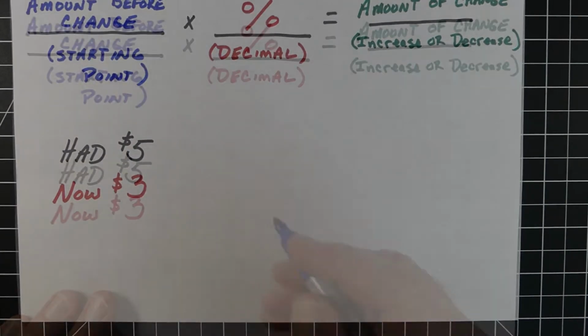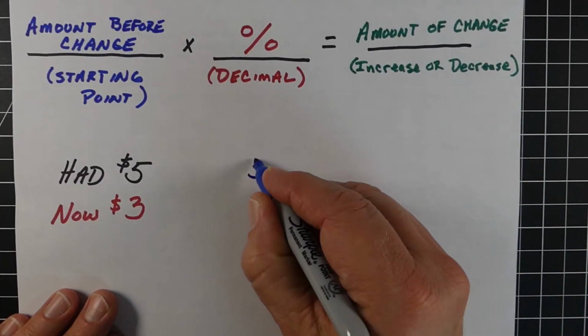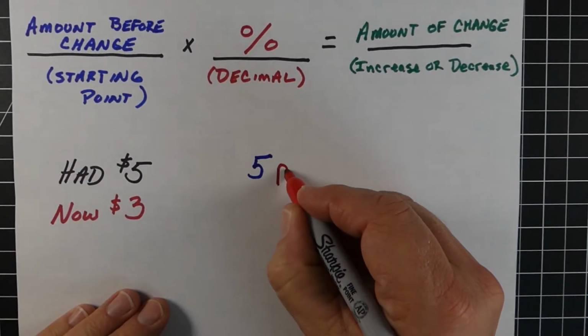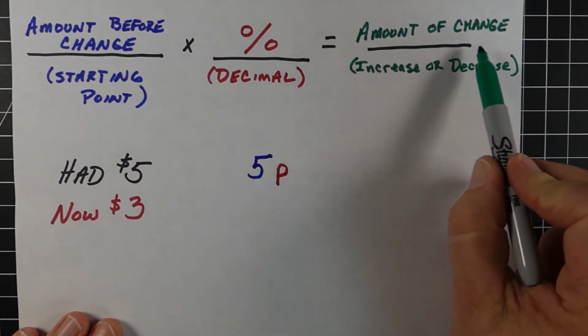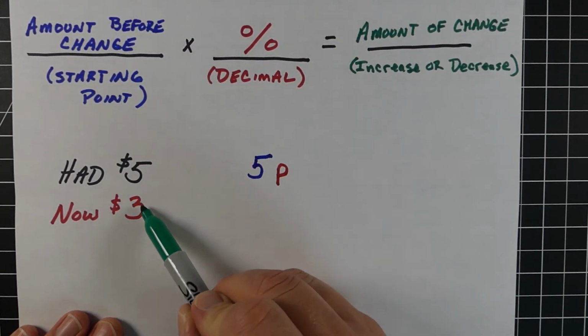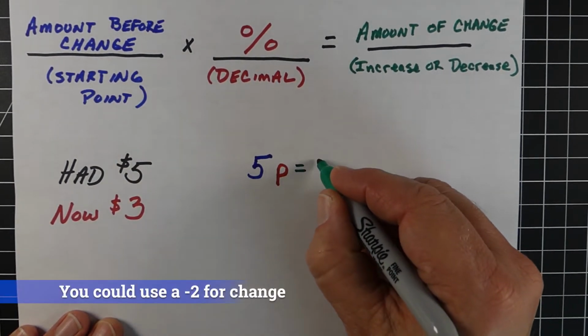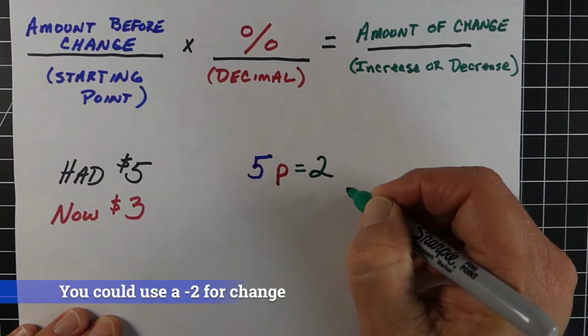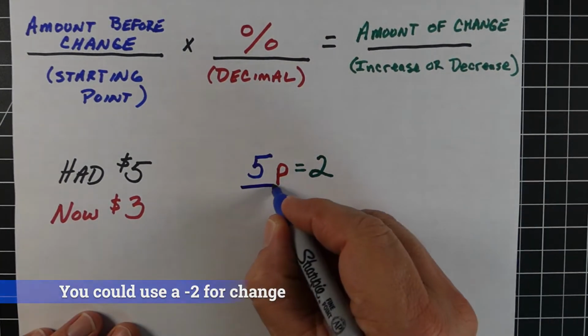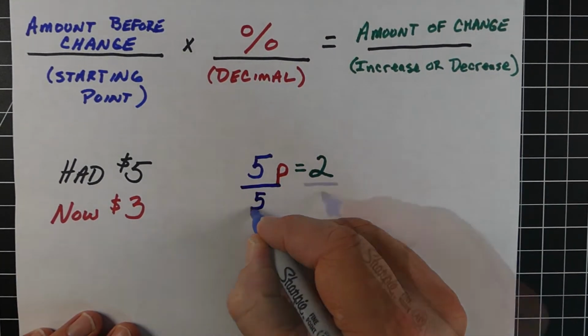So let's say we started out with $5 and now we have $3. So maybe we bought something or whatever. So the $5 is the amount we had before change. It turns into $3. So the amount of change was 2. So it changed to the total. So this is a one-step equation.